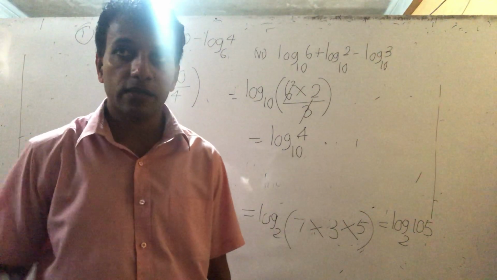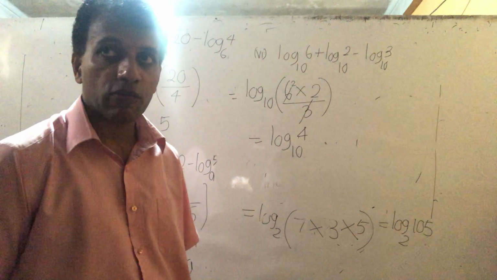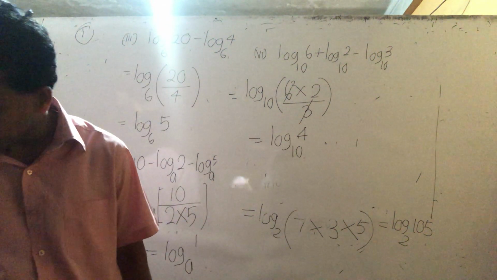Let's come to the other chapter later. There are 2 big chapters in logarithm. This is type 1, chapter 1 of logarithm. Logarithm base 10, 4 is the answer.